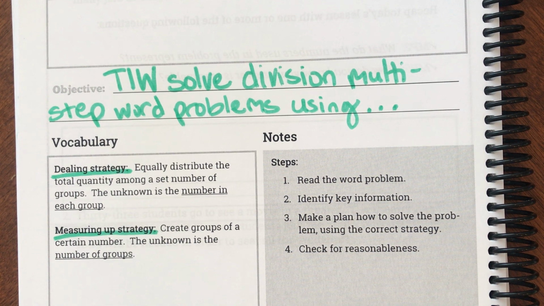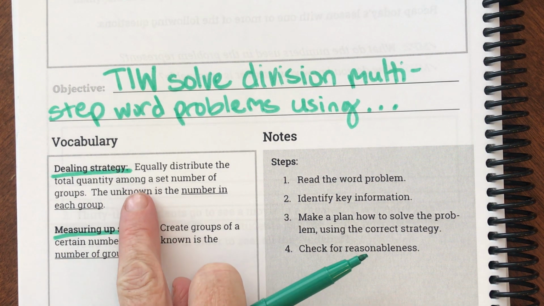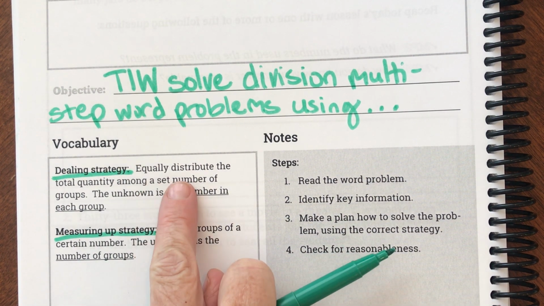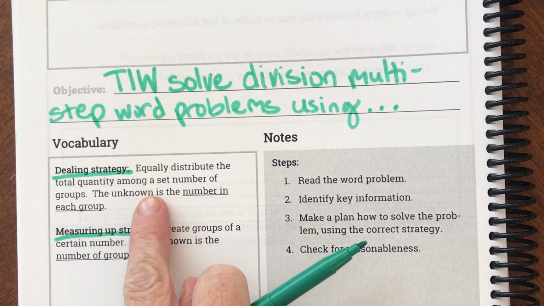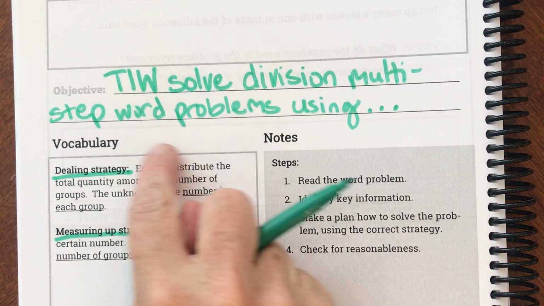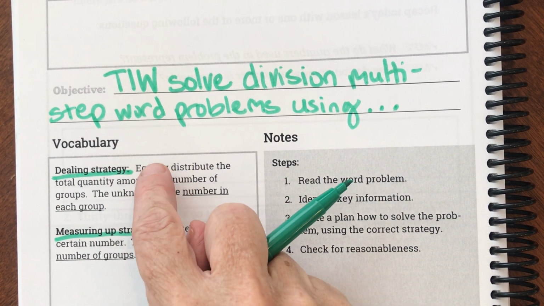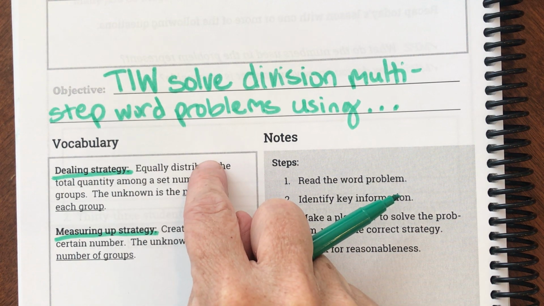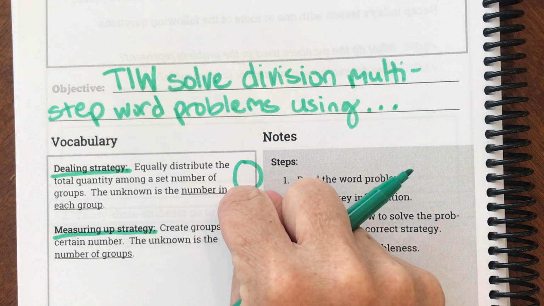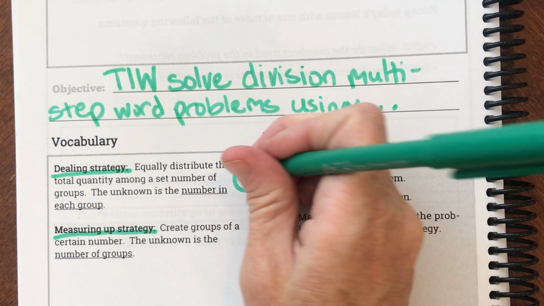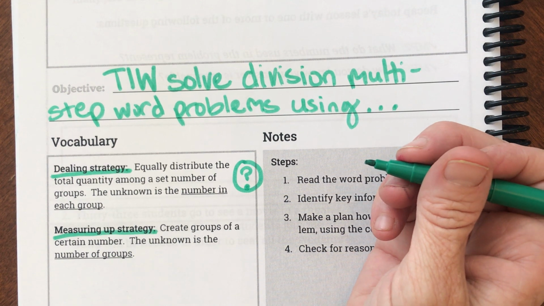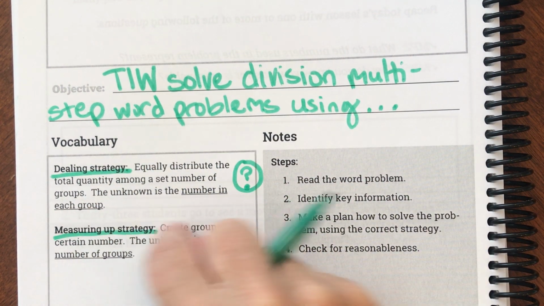Okay, so in the dealing strategy, that's when we drew our groups, because it says equally distribute the total quantity among a set number of groups. So in the dealing strategy, we knew how many groups there were and we drew our circles. And then the unknown was the number in each group. We didn't know how many went in each circle. Okay, so that was the difference there.